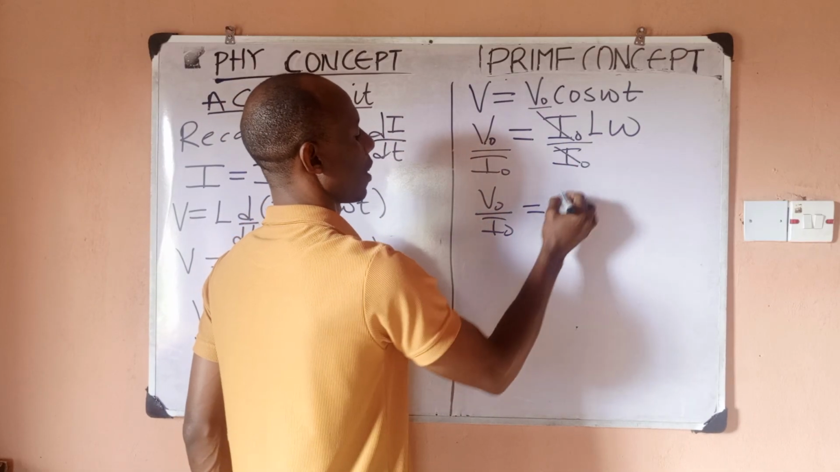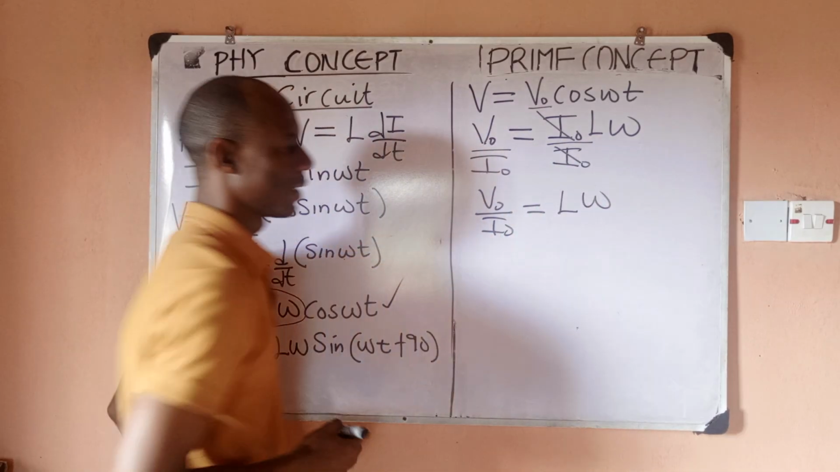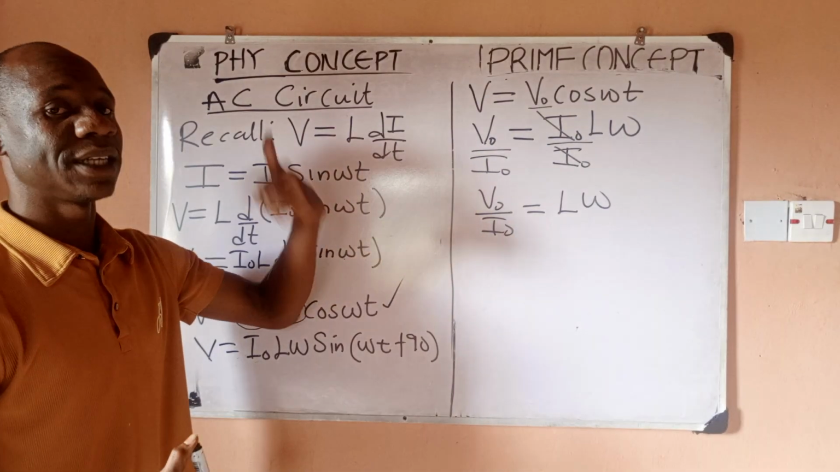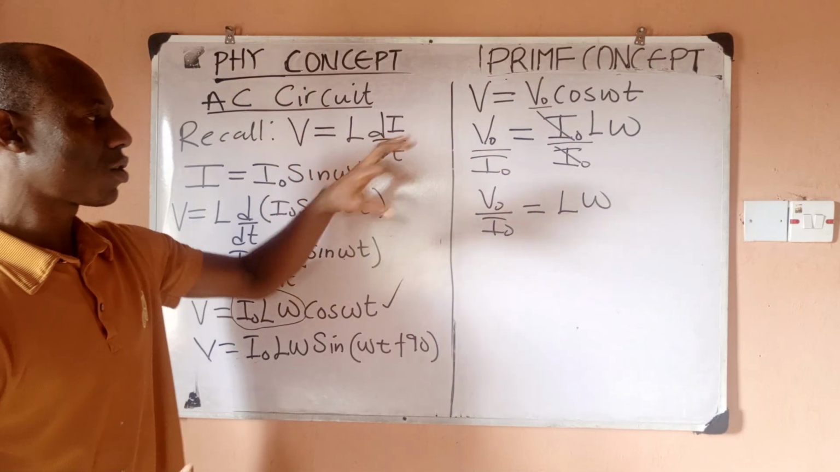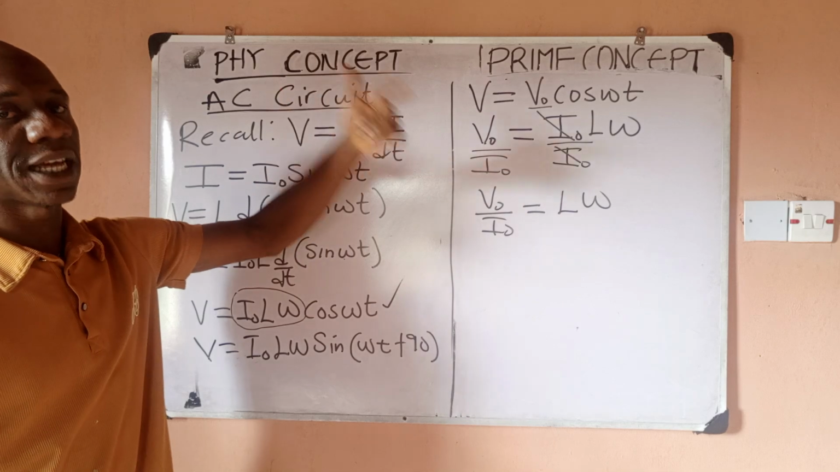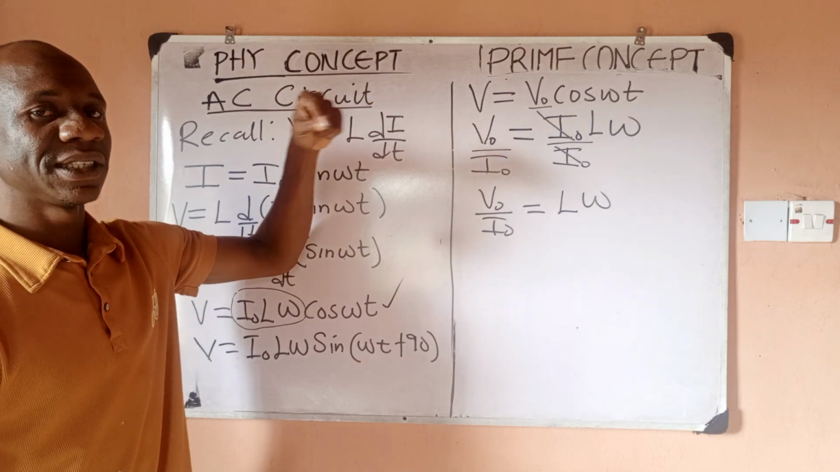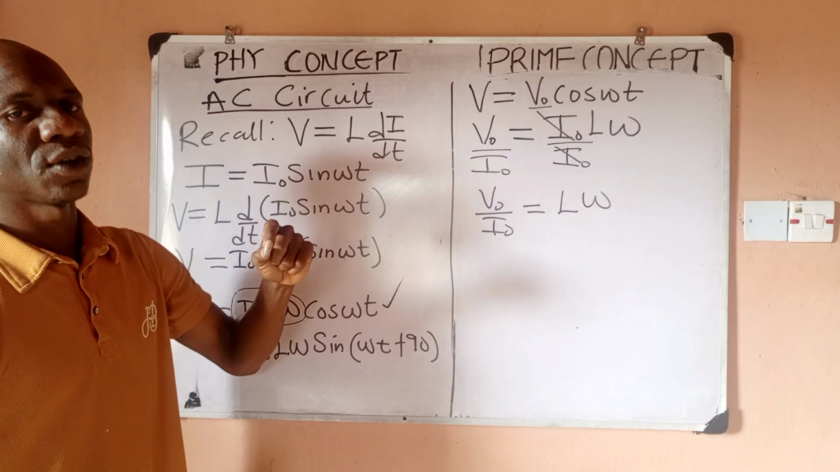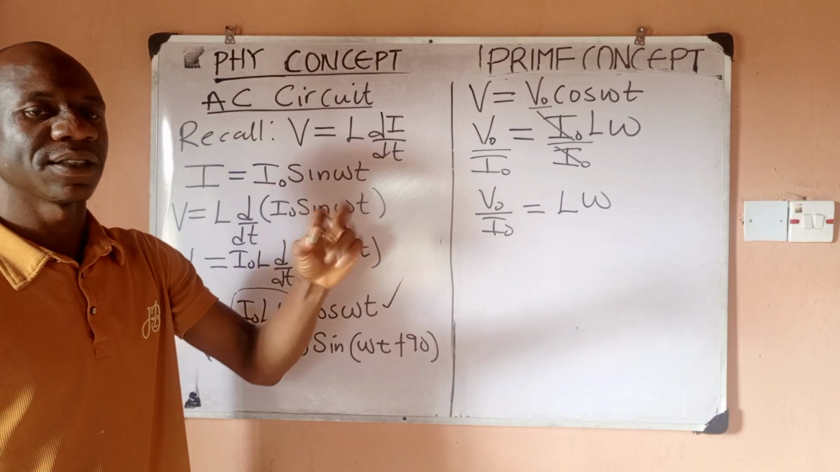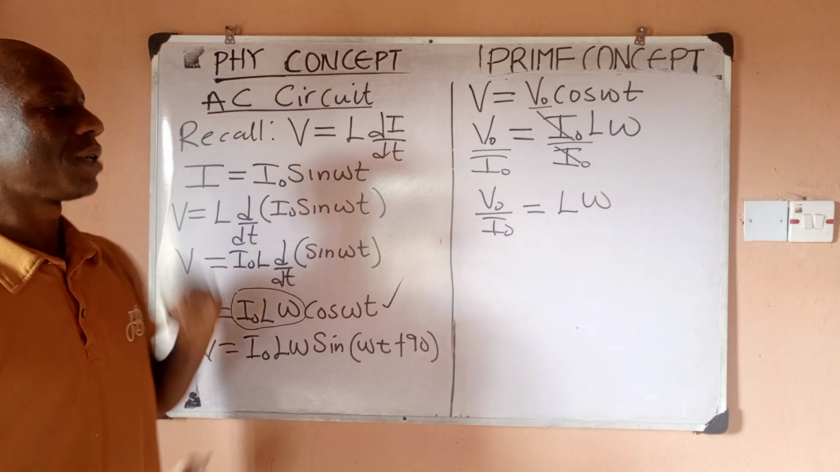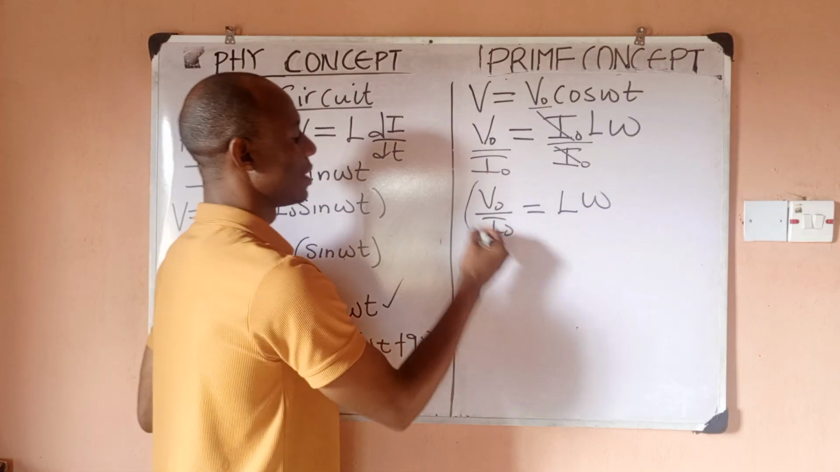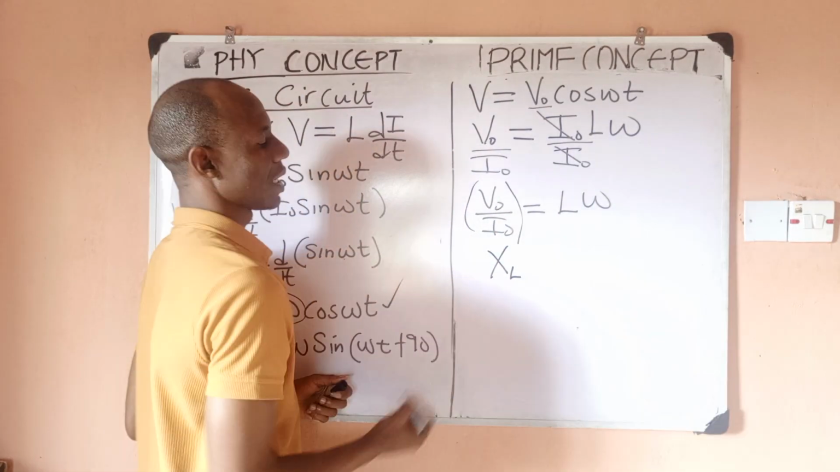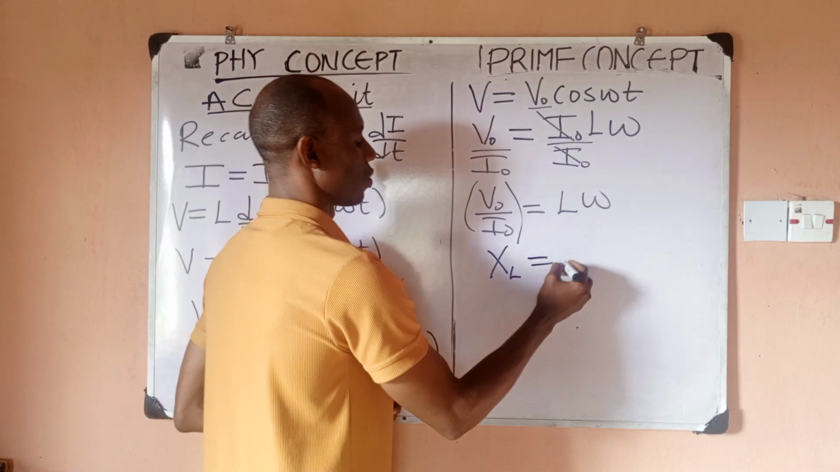This would give us V over I equals L omega. Now remember that voltage divided by current is actually a resistance. But because in this circuit we have just an inductor, the resistance is the resistance provided by an inductor. And what do we call that resistance? Inductive reactance. So I can simply replace this with X subscript L.